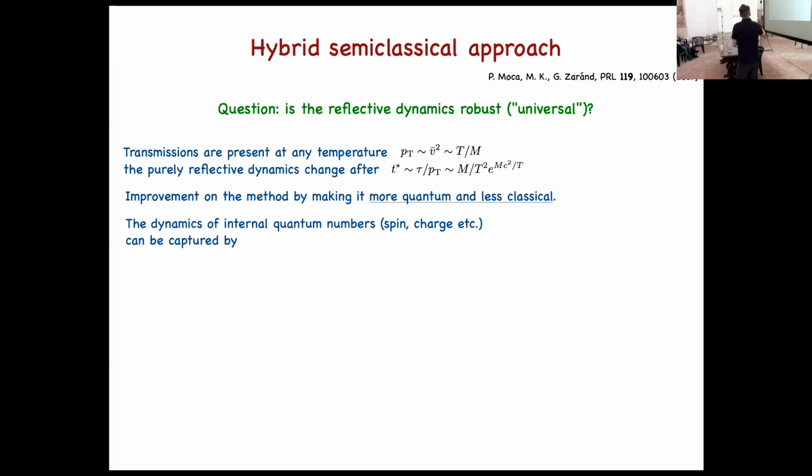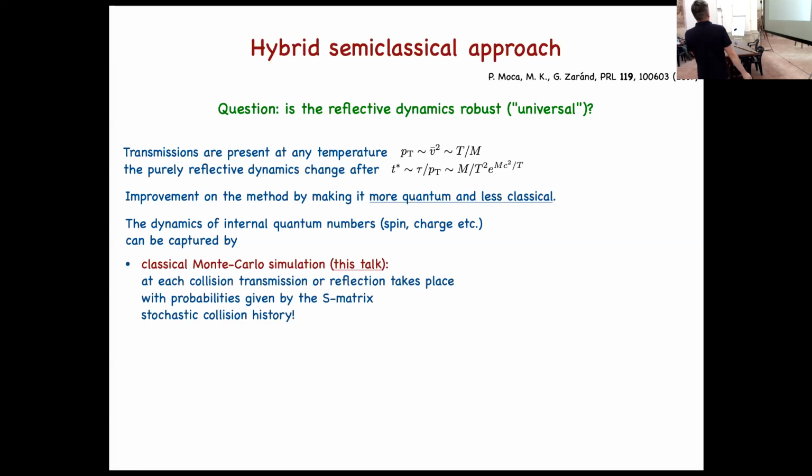So the dynamics of these charges, and again, this is more general than sine-Gordon, can be captured in the following way. First, and in this talk I will use this method, I can decide at each collision: I can compute the amplitudes of transmission and reflection using the S matrix of the sine-Gordon model. I can compute the probabilities by squaring them. And then I decide, based on these probabilities, whether there is a reflection or transmission.